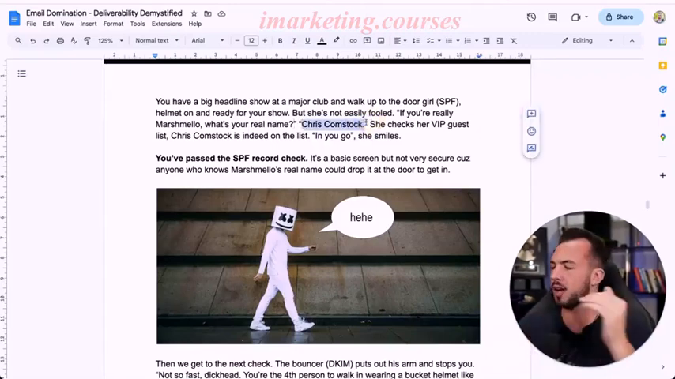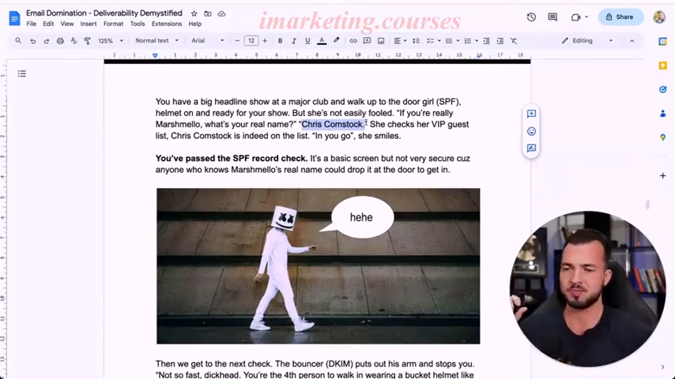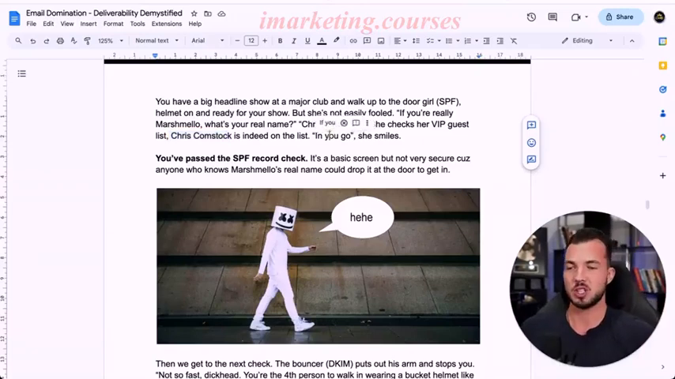And she's like, okay. She checks her VIP guest list, the approved list of names who are on the list: artist, staff, VIP, guest list, that sort of stuff. The name itself, Chris Comstock, is indeed on the list. So in you go. She smiles. She lets you in. You have passed the SPF record check.